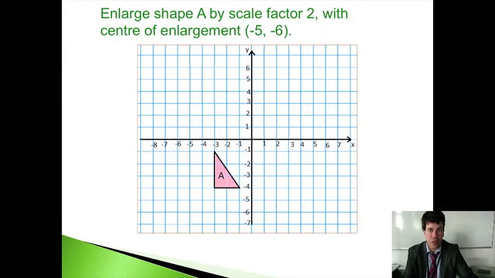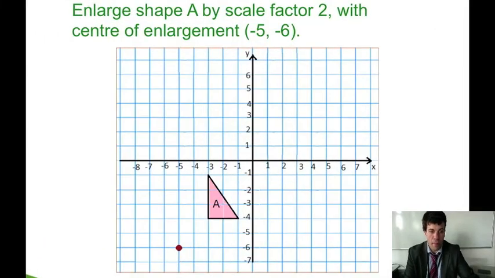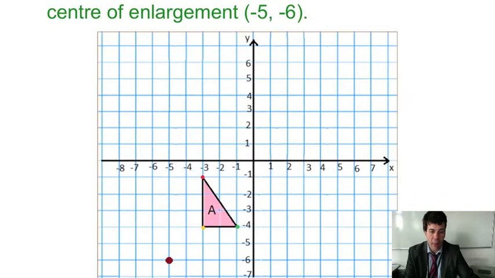Enlarge shape A by scale factor 2 with centre of enlargement -5, -6. Well, the first thing that we want to do is mark in that centre of enlargement. There's the coordinate -5, -6. We then want to look at the 3 vertices of triangle A, and we want to compare the distances of each vertex to the centre of enlargement. It's these distances that we need to have the exact length of, as we're going to enlarge these lengths by scale factor 2.